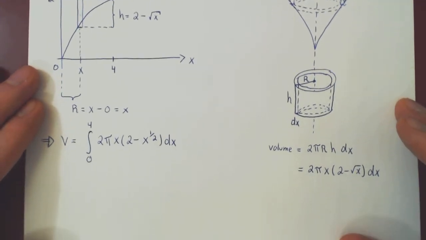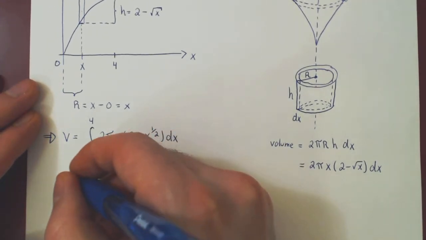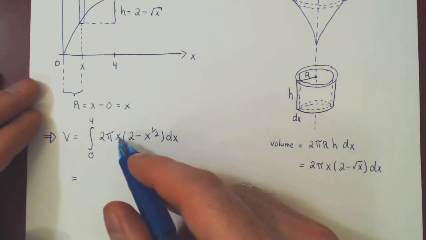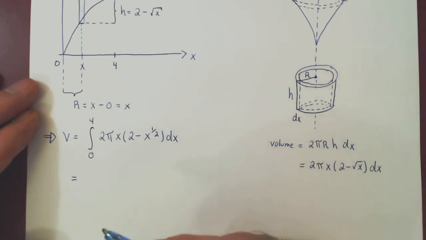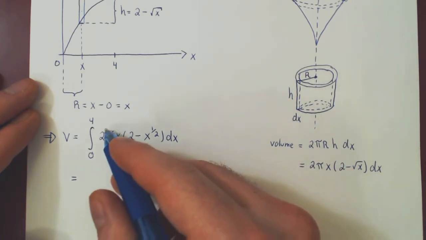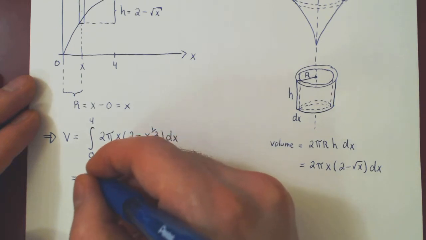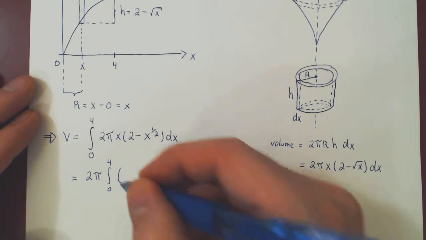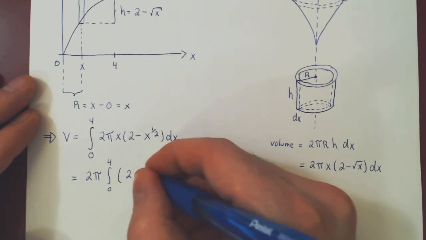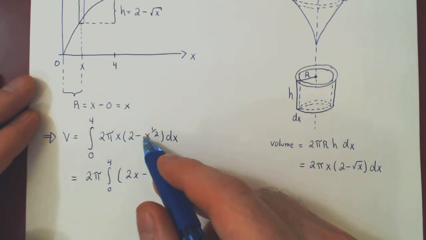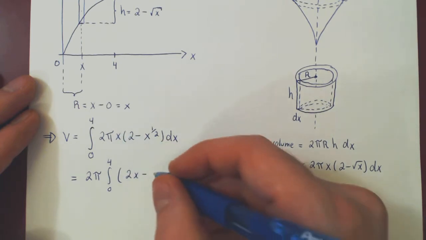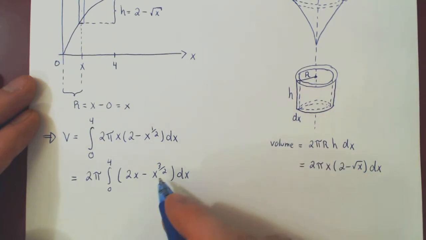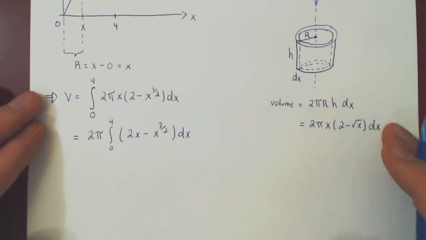Well, let's see. We can't integrate just yet as we have a product between two functions of x, but if we multiply through, the product goes away, and then we can use the power rule. 2 pi is a constant multiple. We can factor this out. This will simplify our integration. And if you multiply, you'll get 2x minus x times x to the 1/2. Well, 1 plus 1/2 is 3/2, so x to the 3/2. And now we can find the antiderivative using the simple power rule.